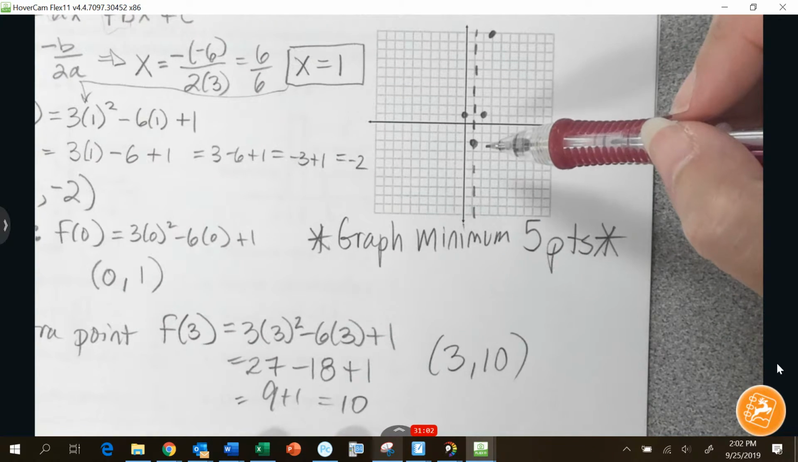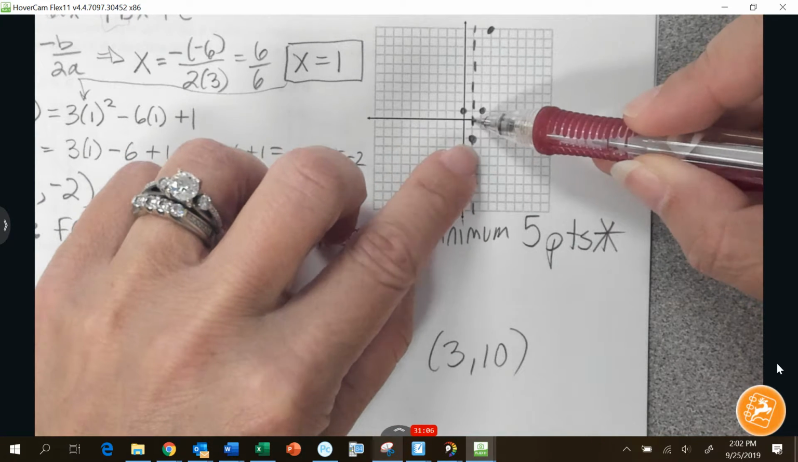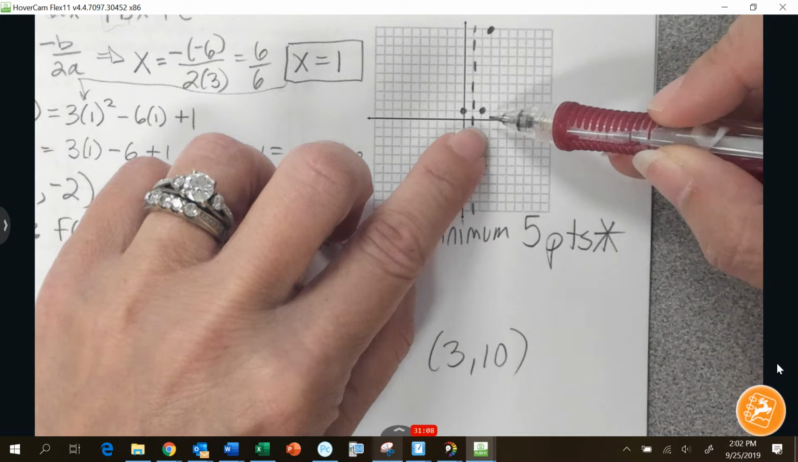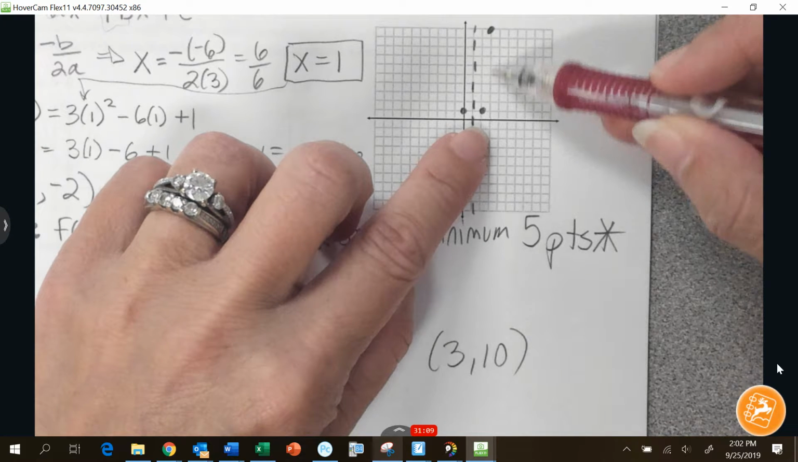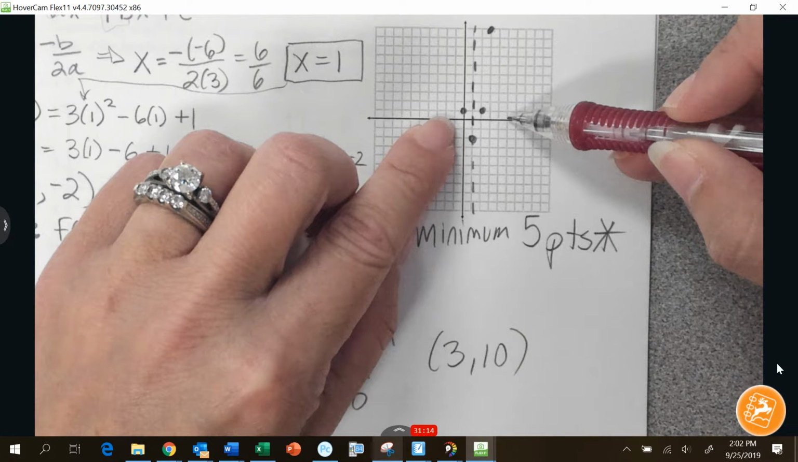Oh, how did I pick 3? Because I knew when x is 0, I knew when x is 1, I knew when x is 2, but I didn't know where x was at 3, so I just plugged in 3. I'm just trying to keep it close to these points. So I just picked a point.